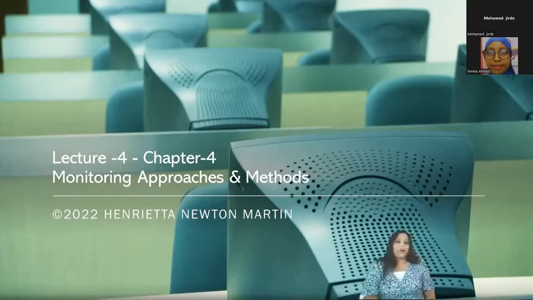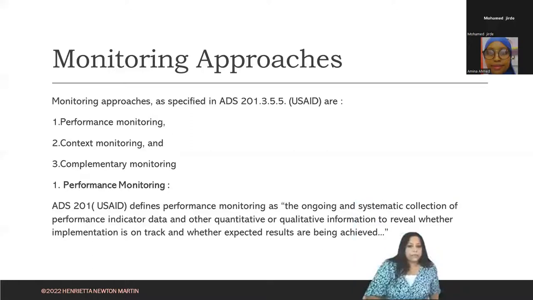The next part is, of course, monitoring approaches and methods. What are the different monitoring approaches? We stopped at this slide last time. So here, monitoring approaches as specified in ADS, that is the USAID report, are performance monitoring, context monitoring, and complementary monitoring. As identified by USAID, ADS 201, they say there are basically three forms of monitoring, both theoretically and practically.